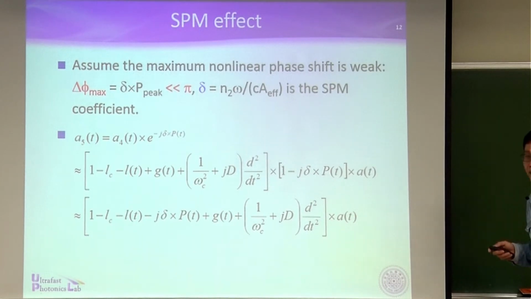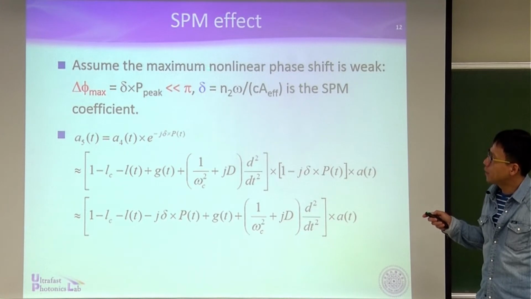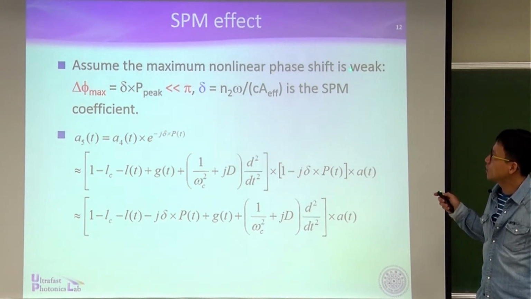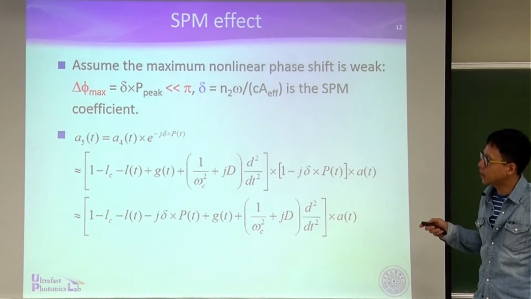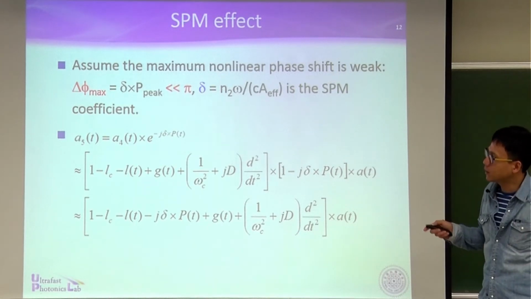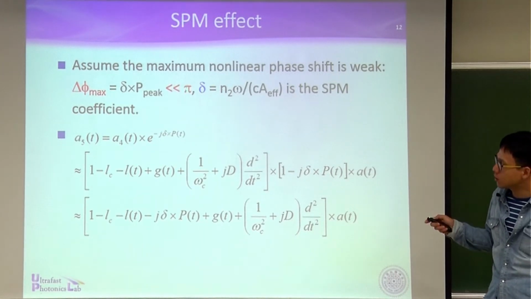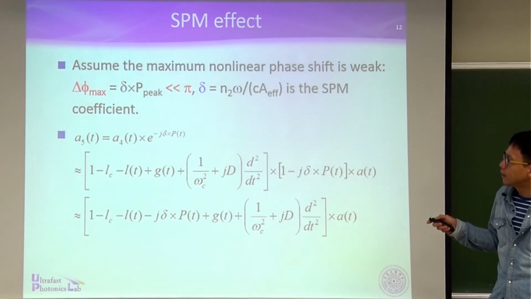The SPM effect. Okay. Here we assume the maximum nonlinear phase shift is still weak. Delta phi max equals some parameter delta times the peak power. And even the maximum nonlinear phase shift is still much less than pi. This is our assumption. Okay. And what is delta? Delta is here.